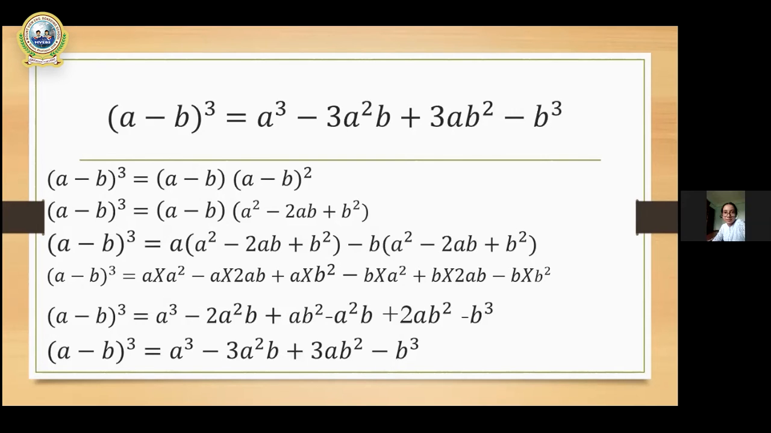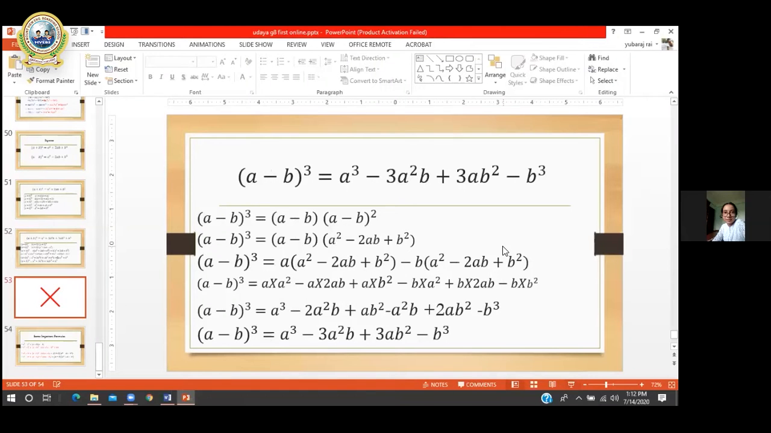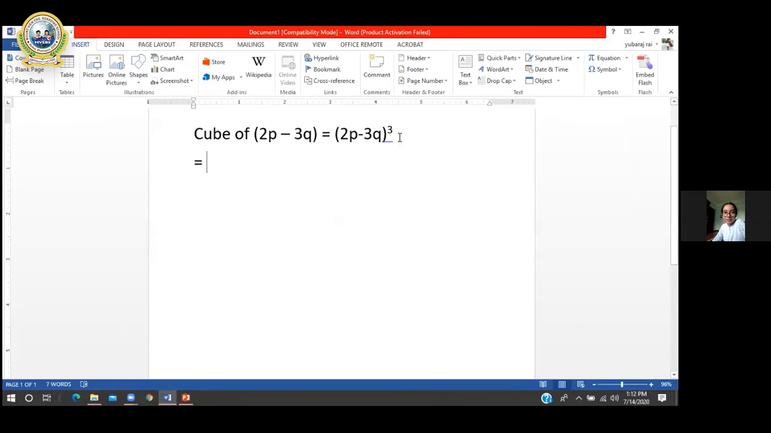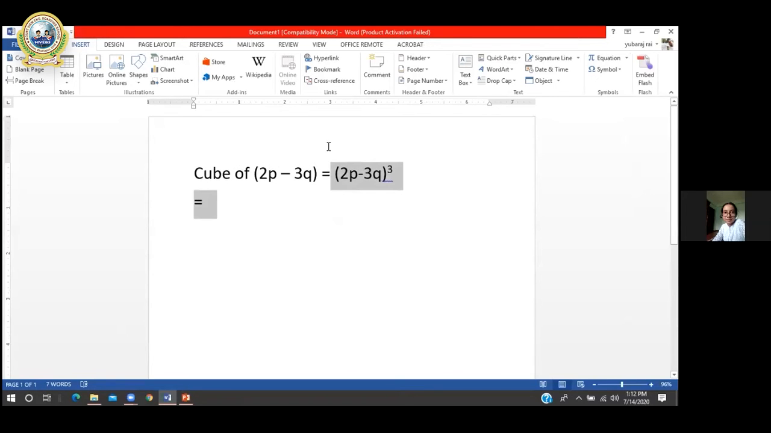So using this formula, now we will find the cubes of different algebraic terms. Okay, so let me move to another screen here. For example, I have given you: find the cube of 2p minus 3q. Okay, find the cube of 2p minus 3q. So the likhne tarika yo, the cube of 2p minus 3q is equals to this is the cube, right? 2p minus 3q ko whole cube.